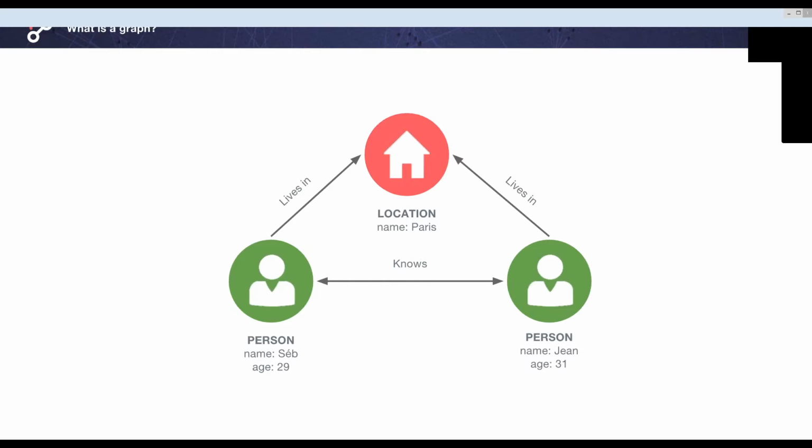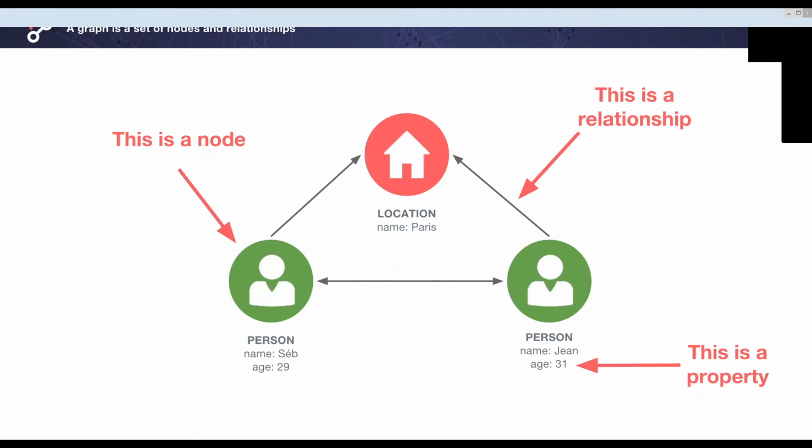So let's talk a little bit about what is a graph first. A graph is a set of nodes and edges, and here we can see that we have 3 nodes and 3 edges. So for example, the node on the bottom left is a person, and it's connected to a location, and we can see that both these nodes have properties. Specifically, the bottom left node has a name which is Seb, and the location node has a name which is Paris. So this is a quick word of vocabulary before we get started.